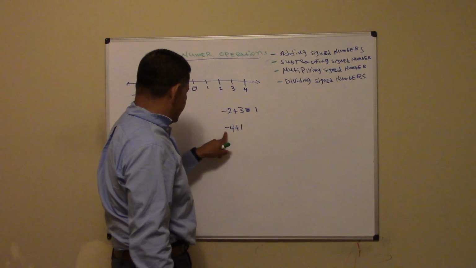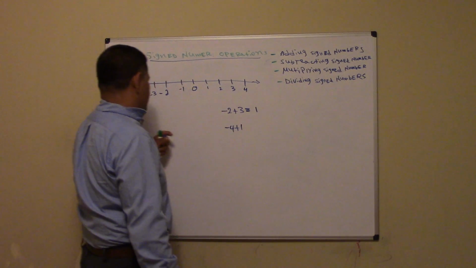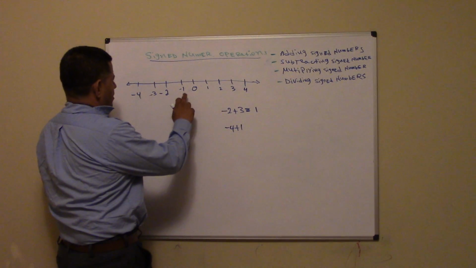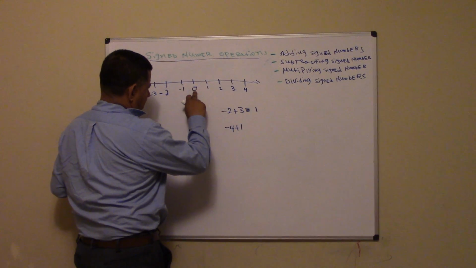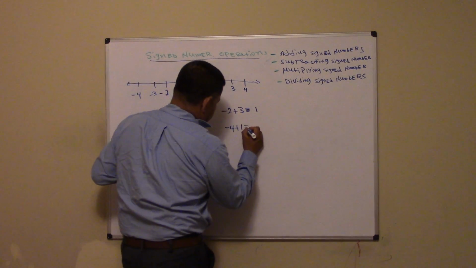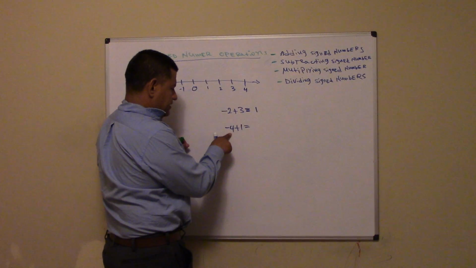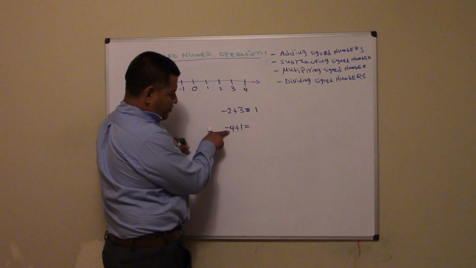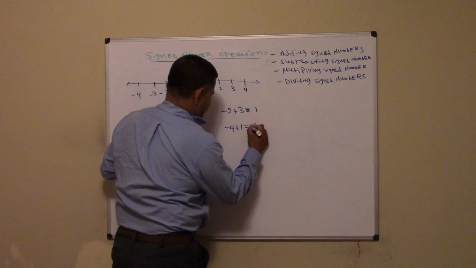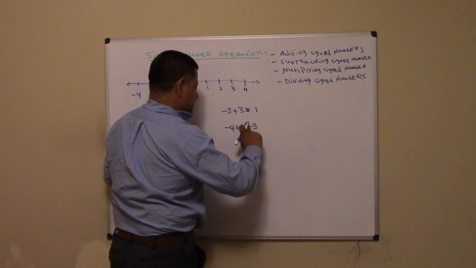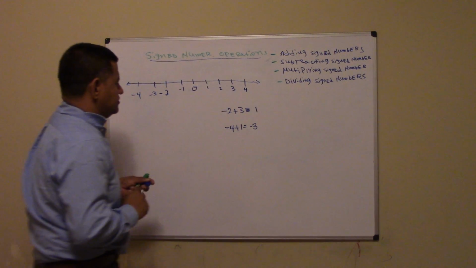But remember that we are adding the difference. What is the difference? The difference is 1 right here, right? Because if you have 1, 2, 3, 4, and then a positive 1, the answer is nothing but we keep the sign of the larger number, and that is negative 4. So therefore the answer is negative 3.